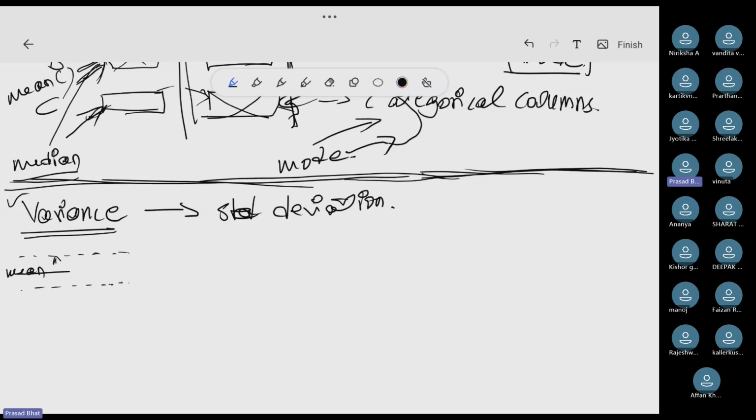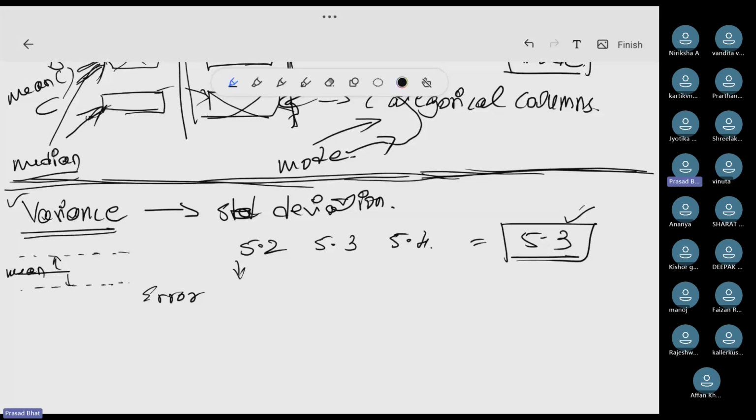if you simply measure the error and calculate, let me take a small example. It is 5.2, 5.3, and 5.4. What is going to be the average here? It is 5.3, obviously. Now, if I am using this value as my prediction for 5.2, what is the error? I have to subtract the actual value from the mean. It is going to be how much? Minus 0.1. Here my error is 0. Here it is 0.1.